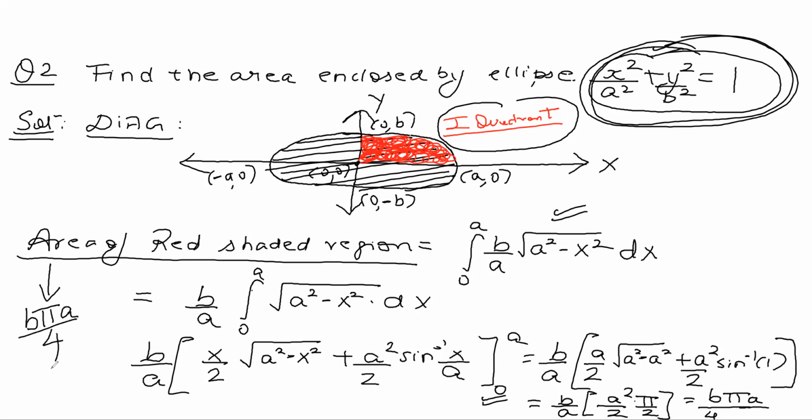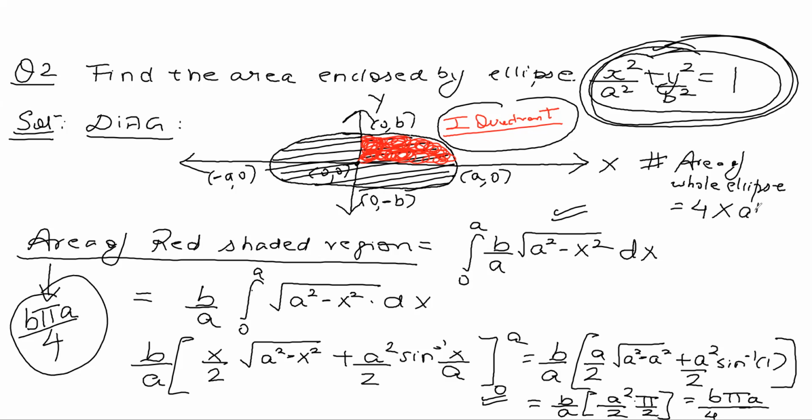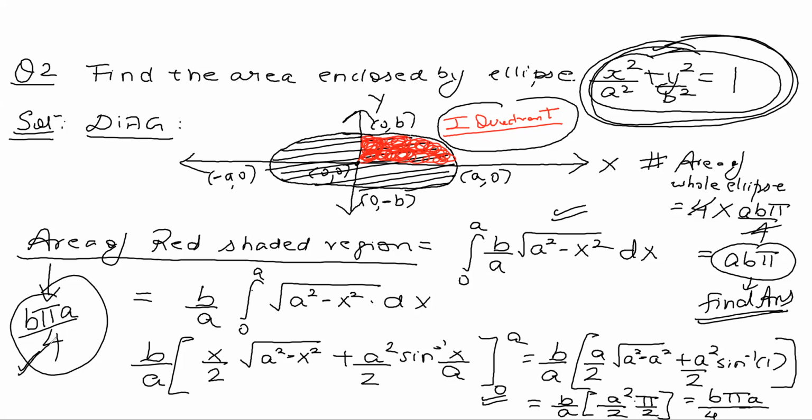So guys, I can write the area of the whole ellipse will be 4 times the area of the red shaded region, which is ab pi by 4. 4 and 4 cancel. My final answer is ab pi. This is my final answer. That means the area of the red shaded region had come out as ab pi by 4. So the area of the whole ellipse will be 4 times the area of the red shaded region, which is ab pi.